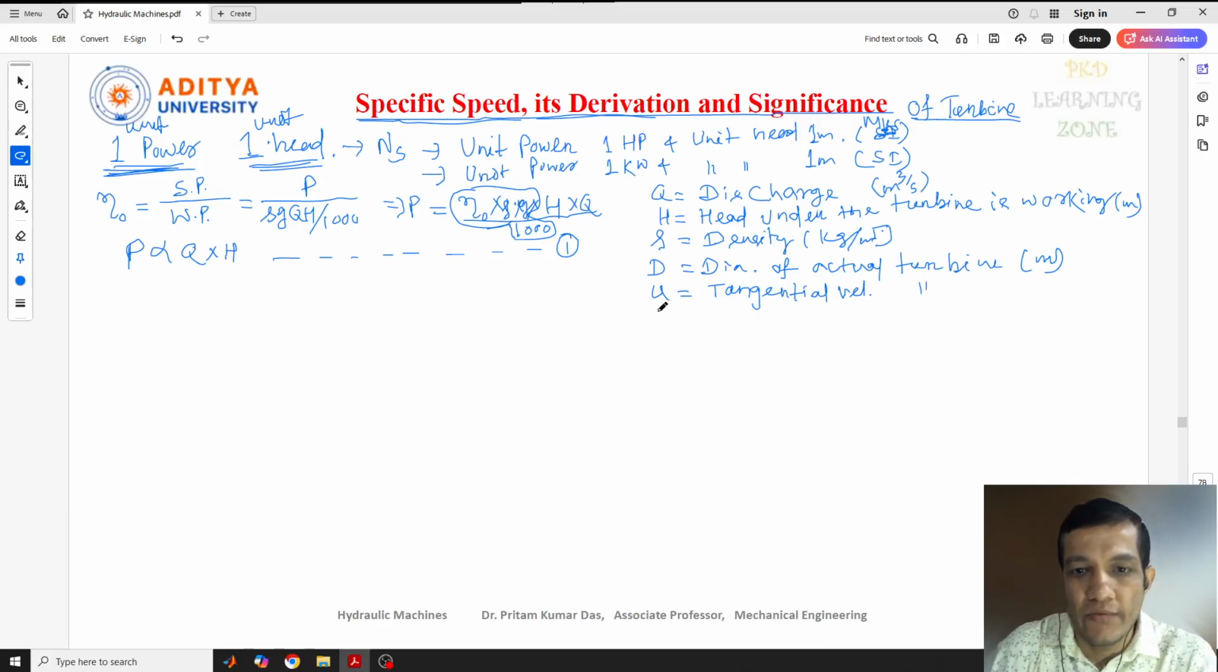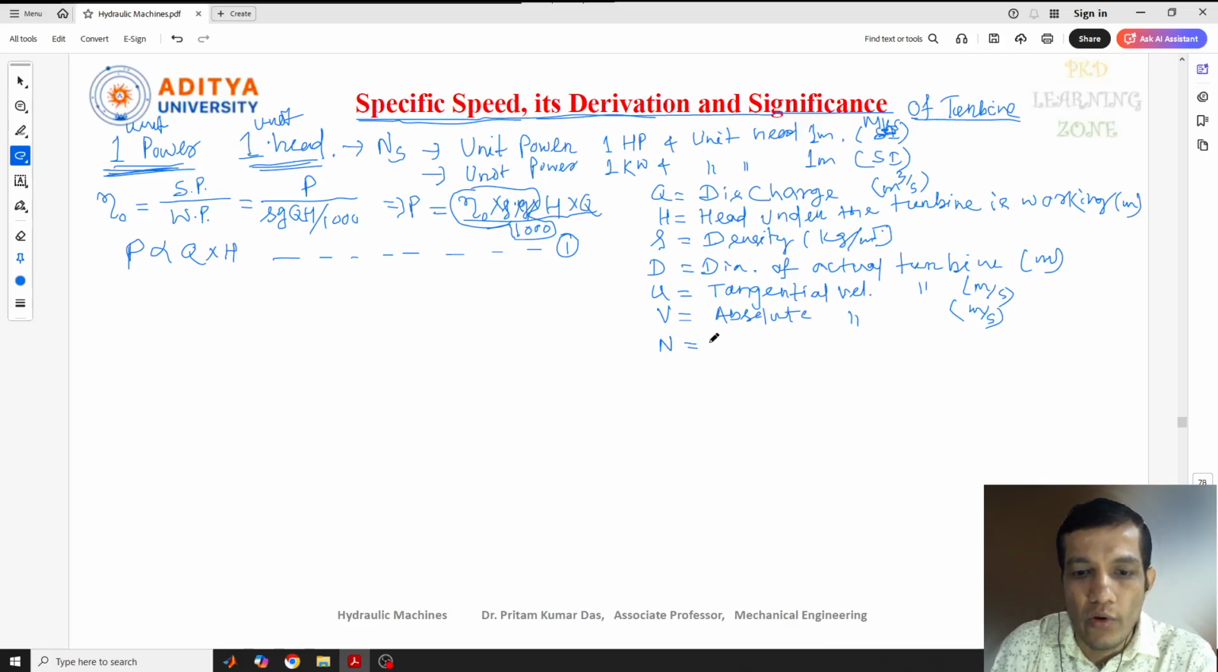The same terminology we sometimes also consider as peripheral velocity. And next is V. V is what? V is the velocity of the jet, the impact of jets, or we also call this the absolute velocity. Here, if we want to write the unit, this is meter per second, and this is also meter per second.